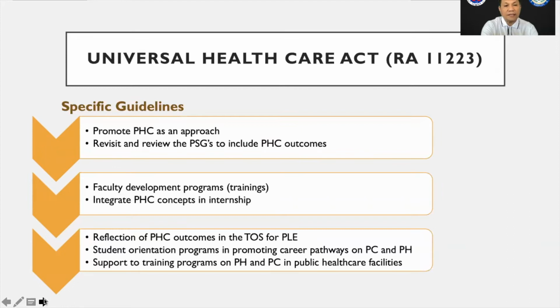The specific guidelines include: promote primary health care as an approach; revisit and review the policy standards and guidelines to include primary healthcare outcomes; faculty development programs; integrate primary healthcare concepts in internship; reflection of primary healthcare outcomes in the table of specifications for the physician licensure examination; student orientation programs in promoting career pathways on primary care and public health; and support to training programs on public health and primary care in public health care facilities.